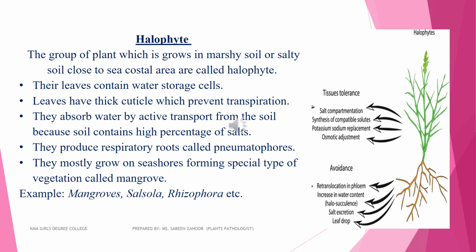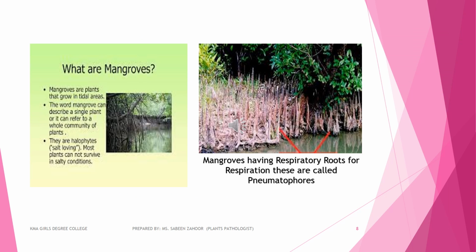They produce respiratory roots called pneumatophores. They mostly grow on the seashores, forming a special type of vegetation called mangroves. Examples are mangroves, Salsola plant and Rhizophora. Okay? Now girls, a question arises when we are discussing halophytes: what are mangroves?